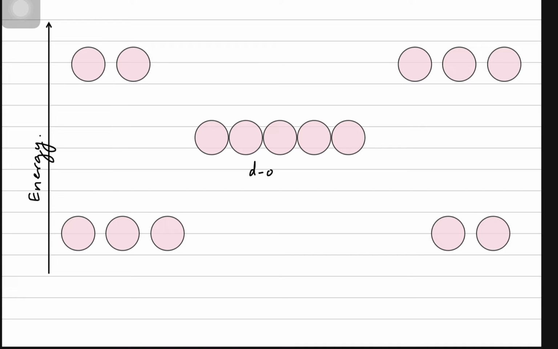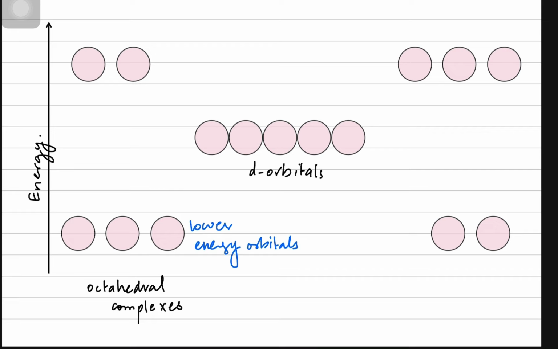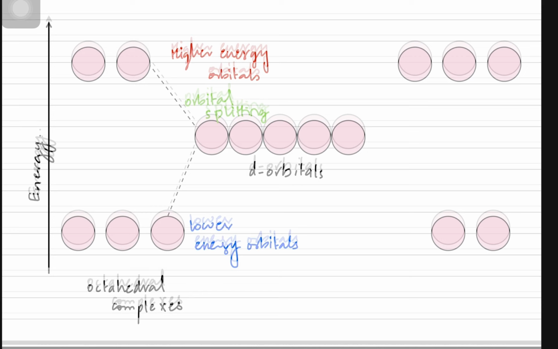And that is why when they come in, the d orbitals face different repulsion. So in a typical octahedral complex, you can see the five orbitals get split into two sets. There are lower energy orbitals, which are the ones between the axes, and then there are two higher energy orbitals. These are the ones which were on the axis. So this is the phenomenon of orbital splitting, or you can say d subshell splitting.